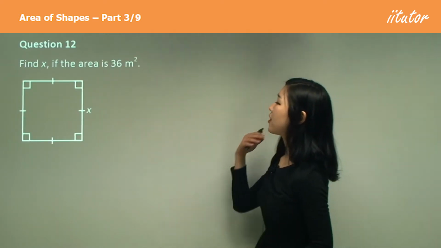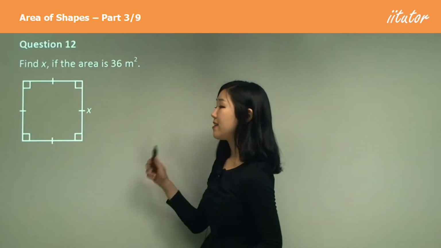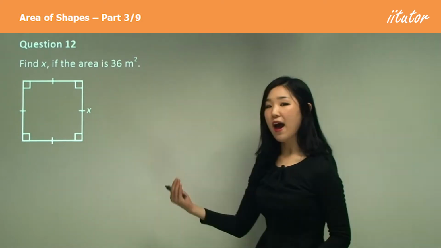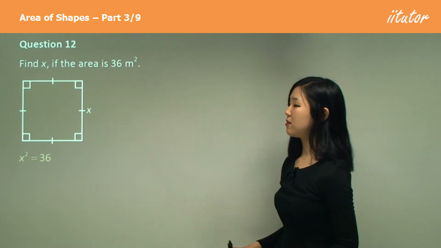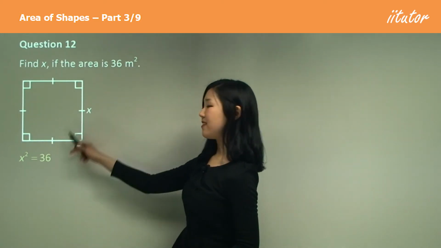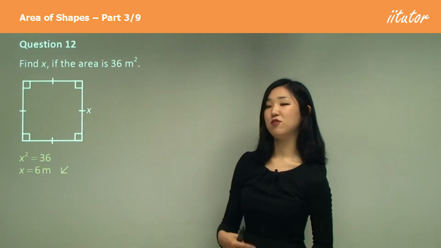Now 12, okay, this time we want to find x, which is one of the sides. Now again, it's a square, so all sides are equal, and they give you the area. How do we find the area? We simply have to do x times x, which is x squared, isn't it? And that is equal to 36. So what squared is 36? It must be just 6.